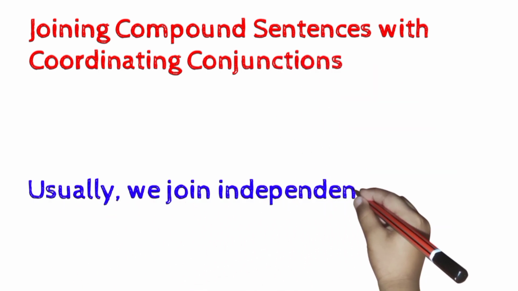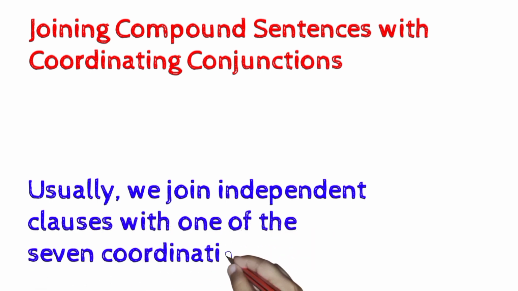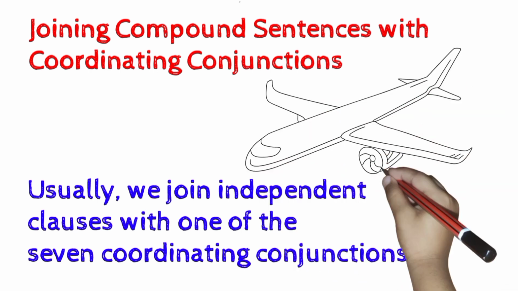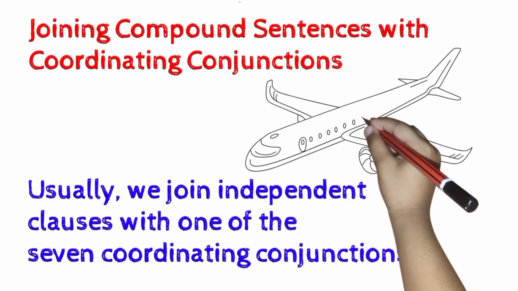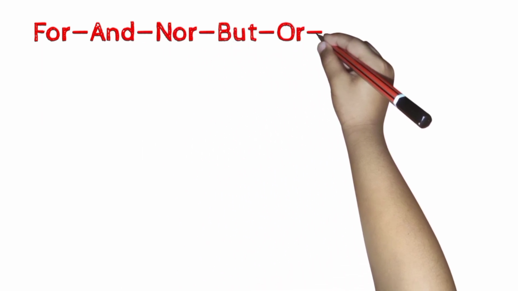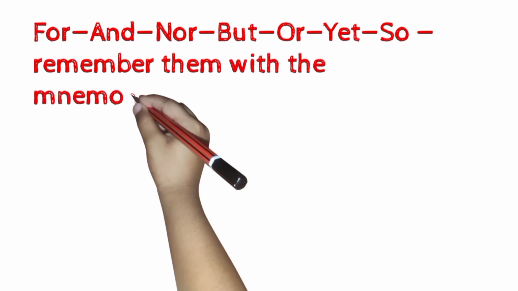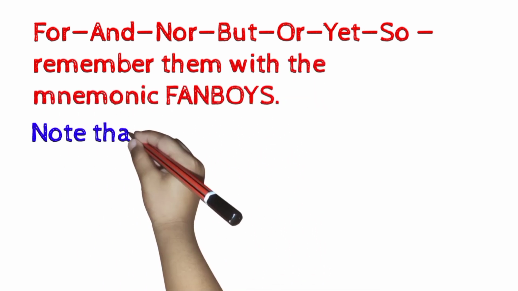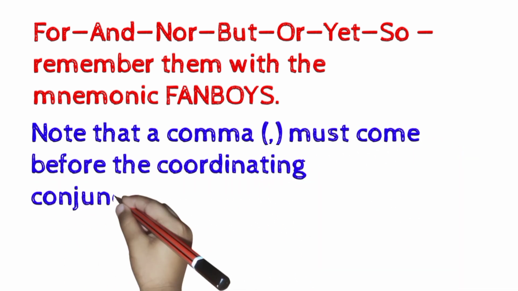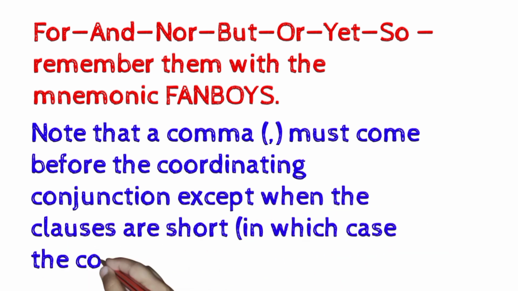Using coordinating conjunctions, we usually join independent clauses with one of the 7 coordinating conjunctions. There are many more coordinating conjunctions in English, but here we most commonly use these 7, and they are very popularly known by a mnemonic. They are known as FANBOYS, taking the first letter of each coordinating conjunction. Now this is a small rule that you have to remember here.